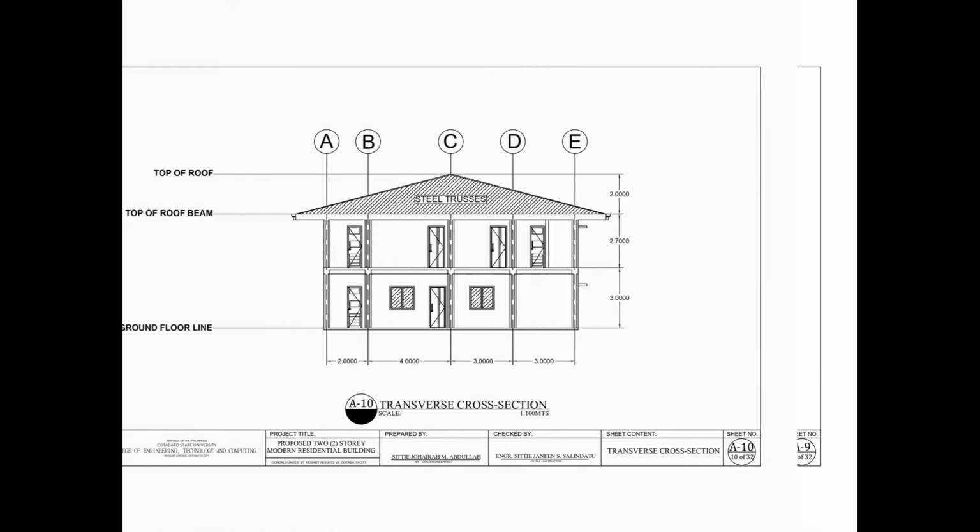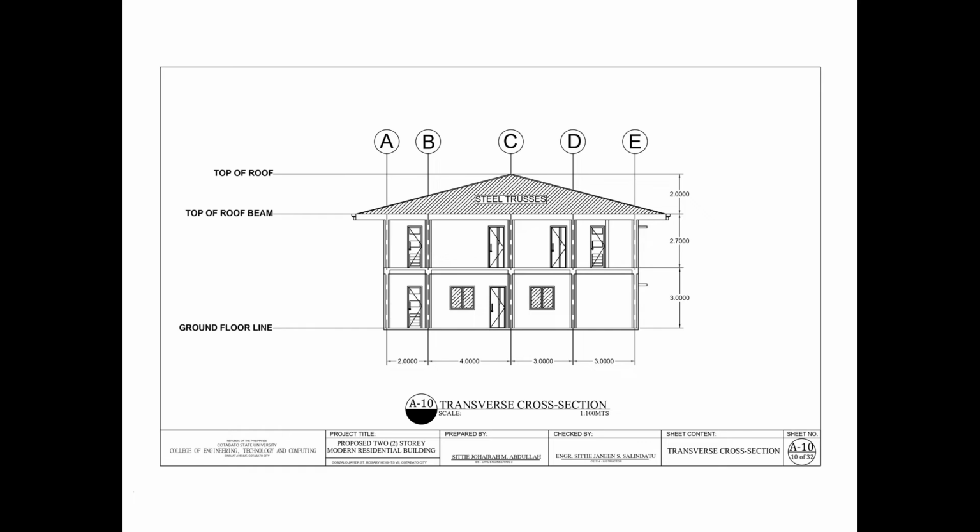So the next is the cross section. There are two types of cross section. Firstly, the transverse cross section. The transverse cross section is a section done through the x-axis. So the transverse section of my residential building is based on the cut section through the x-axis on the floor plan from first to second floor plan.